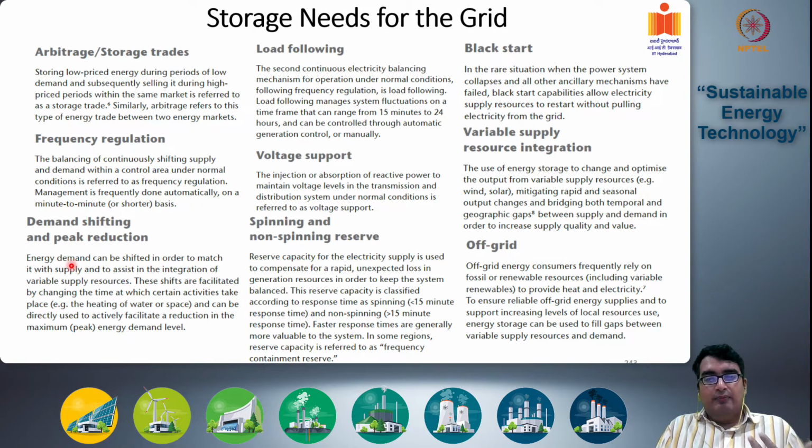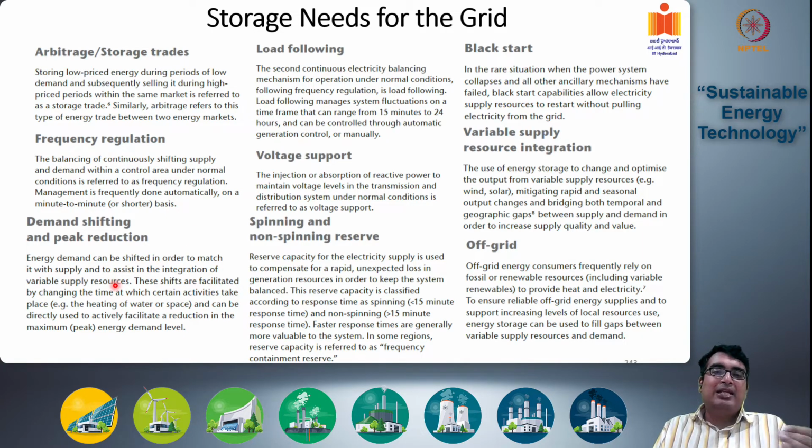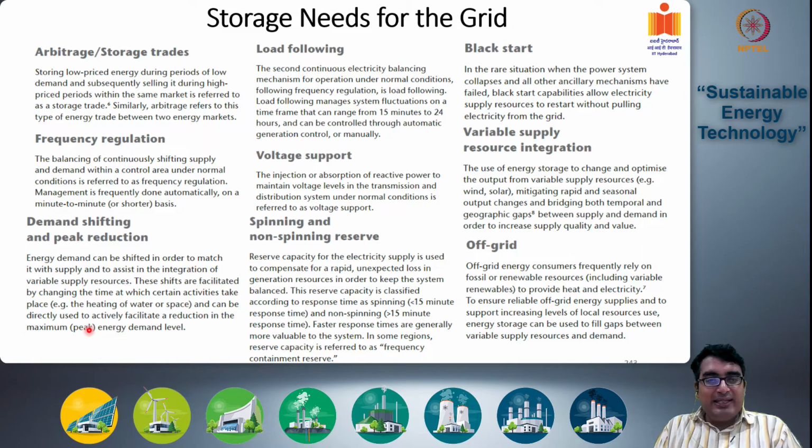Then another very common usage of storage systems is demand shifting and peak reduction. Energy demand can be shifted in order to match it with supply and to assist in the integration of variable supply resources. Here we are trying to shift the energy demand from a peak hour time to an off peak hour time so that rapid change in demand does not happen. These shifts are facilitated by changing the time at which certain activities take place.